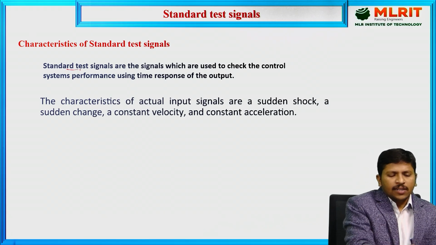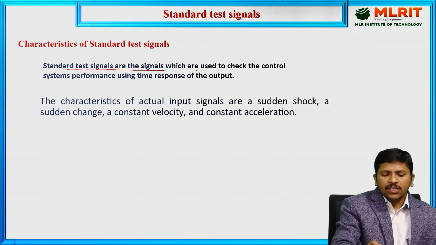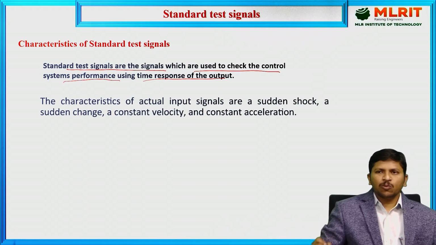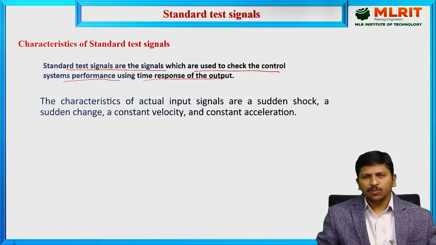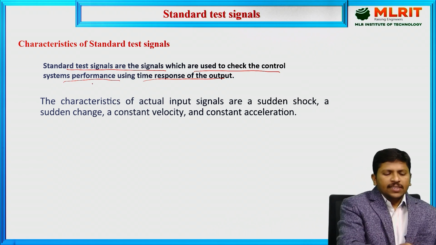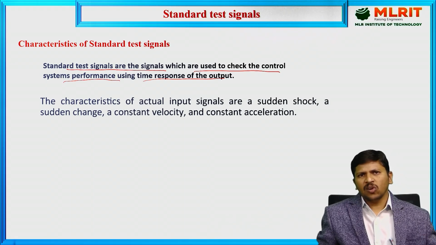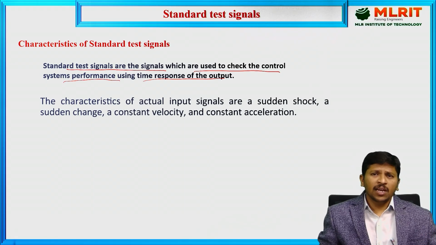The standard test signals are the signals which are used to check the control system performance using the time response of the output, or time response of the system. Standard test signals are simply signals like the ramp signal, parabolic signal, impulse signal. All these are test signals, and the sinusoidal signal is also a test signal. By using these test signals we check the performance of the respective system, right?